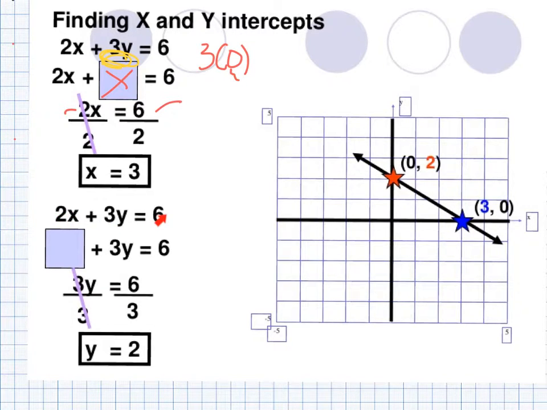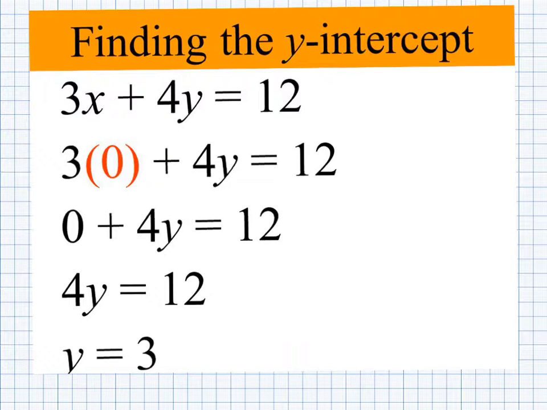2x plus 3y equals 6. We want to find the y-intercept here. Now we put the x to equals 0. And so all we're left with is the 3y equals 6. We divide both sides by 3. That leaves us with y equals 6 over 3, and that is 2, and that is shown by the red star.